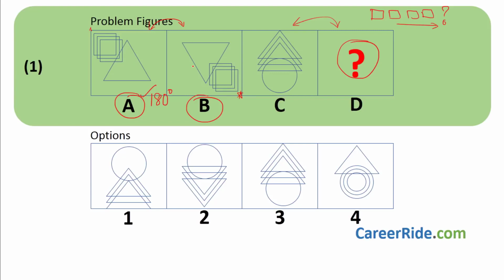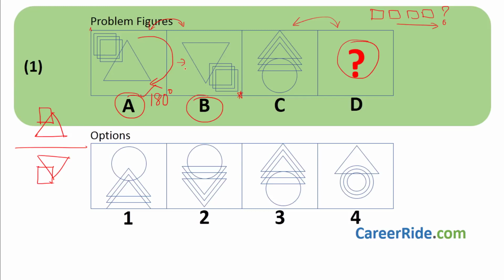Please remember, this is not the mirror image. I'll show you how the mirror image looks. Now for the triangle, if this is a square, the mirror image will be like this. This square will come on this side only, but here it is on the right-hand side. That means this entire figure has been turned like this, and we get this answer.